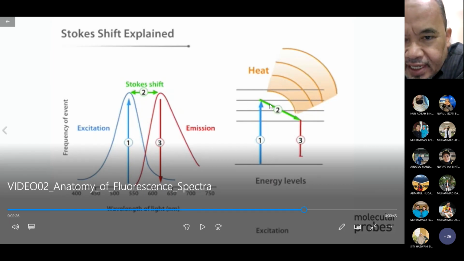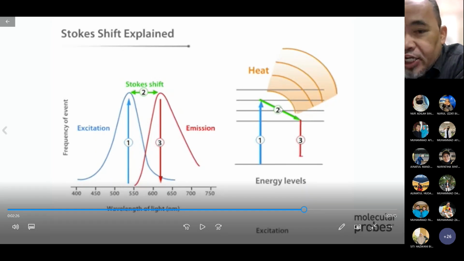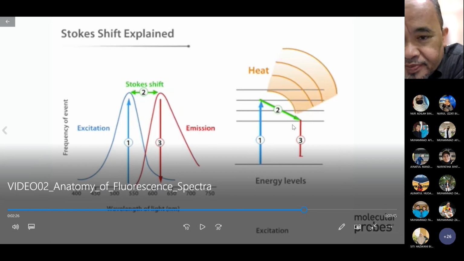And then, at the excited state level, some energy will be released in the form of heat. So energy has been wasted, more or less, because the molecule has some vibration, and maybe collision with other molecules as well. As a result, the energy decreases from this point to this point. And finally, the energy will be released in the form of fluorescence.